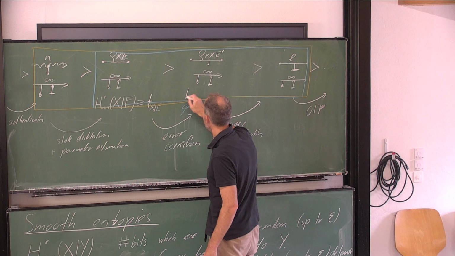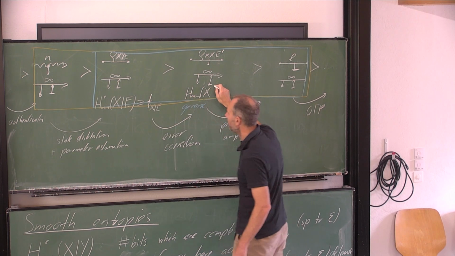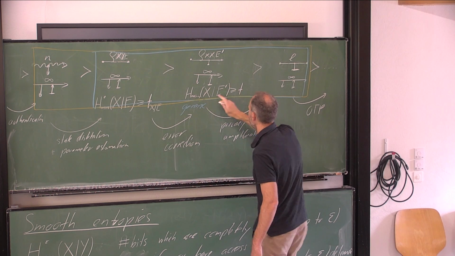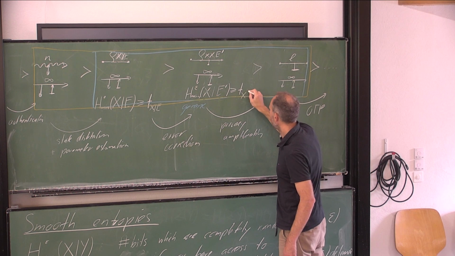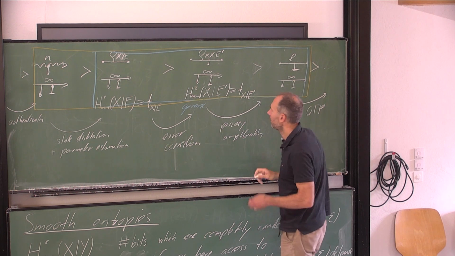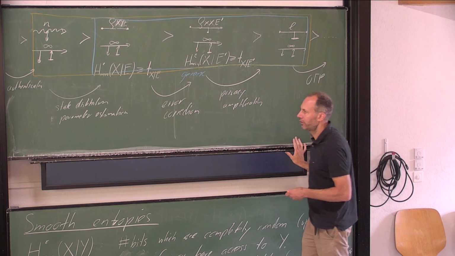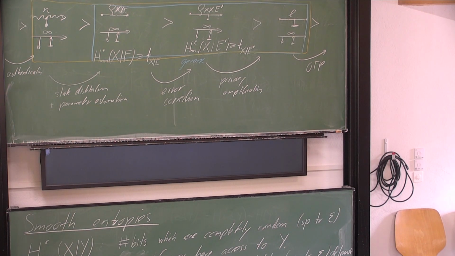Maybe I should also, for completeness here, write, there's also some guarantee on this state, and the guarantee is that this entropy is larger than some threshold, which I call now X conditional E prime. Now let's start with the privacy amplification step. And the privacy amplification step is based on a theorem that I have now mentioned several times, called two-universal hashing.